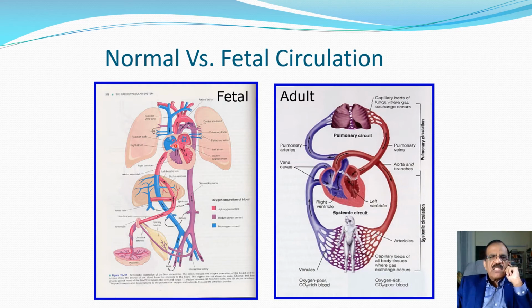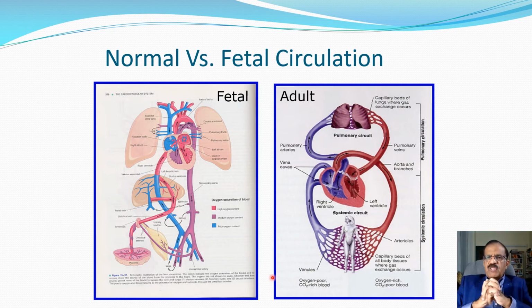Sometimes this foramen ovale may not close, this ductus arteriosus may not close, or there may be some other abnormality which is keeping these openings open to make life possible. So these points we will discuss later on also, but I hope you got a reasonable idea of what I wanted to say about the fetal circulation versus the adult circulation.